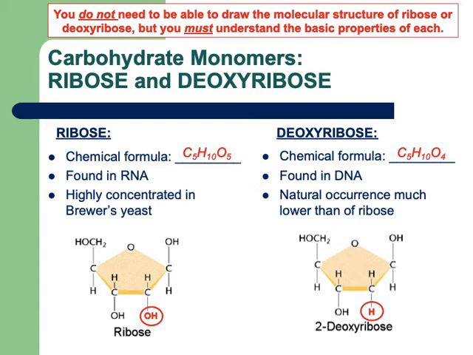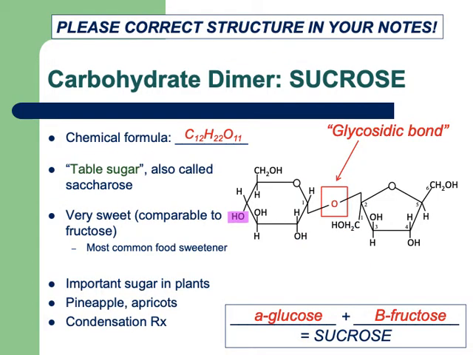Now we're going to learn about our carbohydrate dimers, specifically the first one, sucrose. Remember, dimer means two of something, two units. In this case, we have a glucose and a fructose binding together to form the sugar known as sucrose, which is very common. This is called table sugar. It's very sweet, comparable to fructose, and it's considered to be the most common food sweetener. It's an important sugar found in plants, specifically pineapple and apricots.